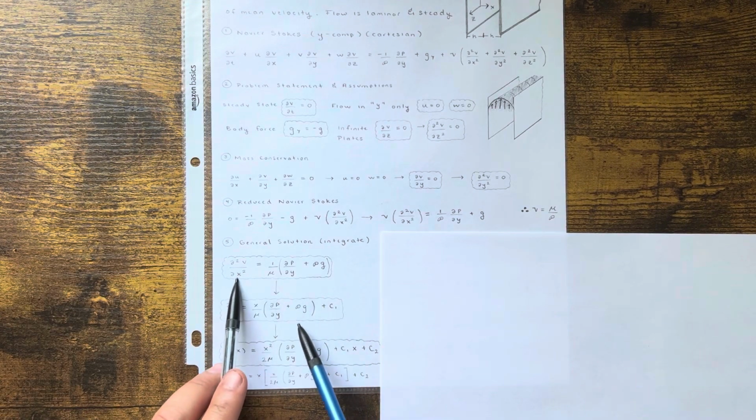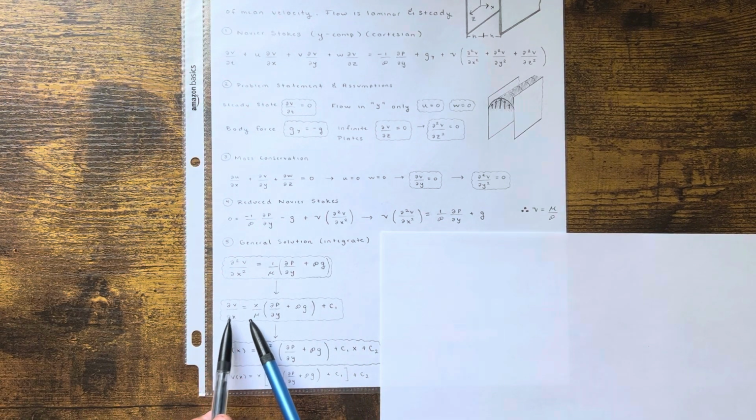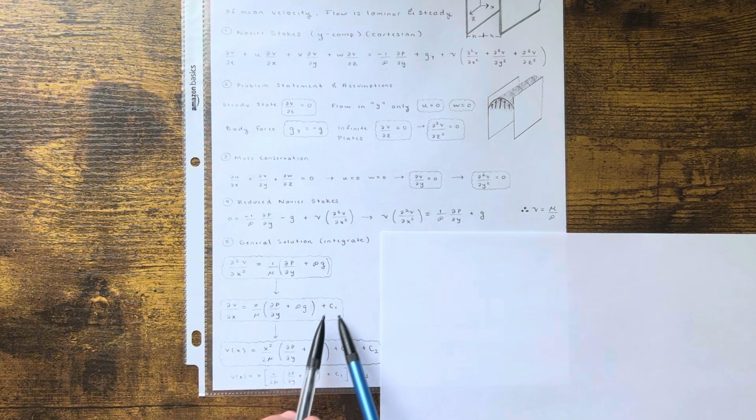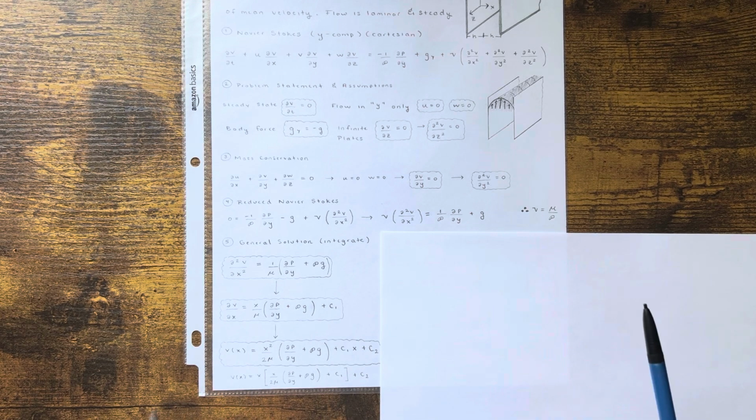I integrate it with respect to x once. So I get delta v over delta x, it's no longer squared, and I put an x plus a constant, okay? Then I integrate it one more time. Then it becomes x squared over 2, right? And this stays the same. And then c1x, it gets an x, and then you get another constant. And ignore this for now, you'll see what I'm gonna do.